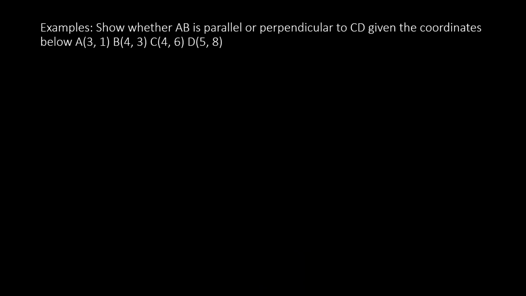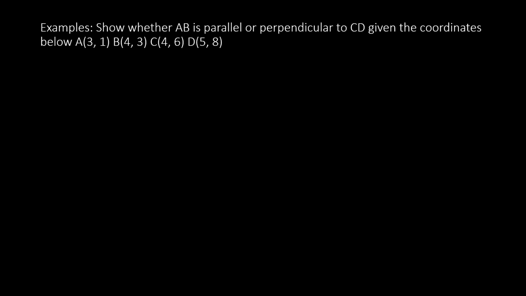We have an example here. Show whether AB is parallel or perpendicular to CD, given the coordinates below. A is 3,1, B is 4,3, C is 4,6, and D is 5,8. We have to check whether line AB is parallel or perpendicular to line CD. The first thing we have to do is look for the slope of line AB, then look for the slope of line CD, then compare them to see whether they are parallel or perpendicular.